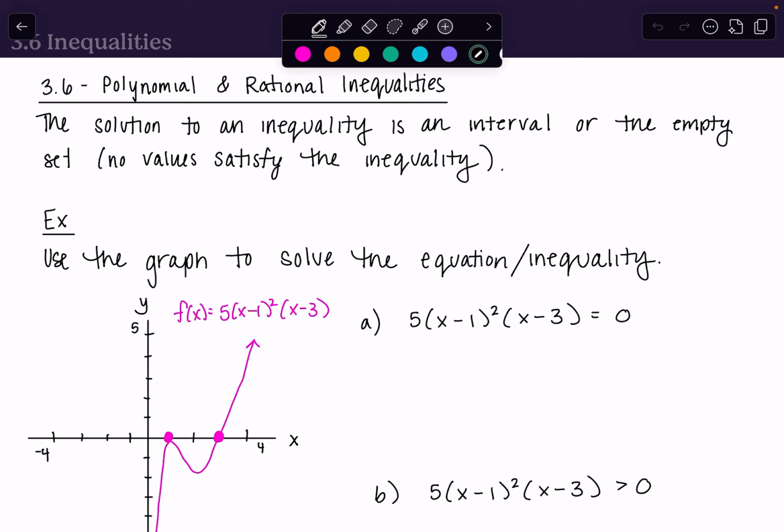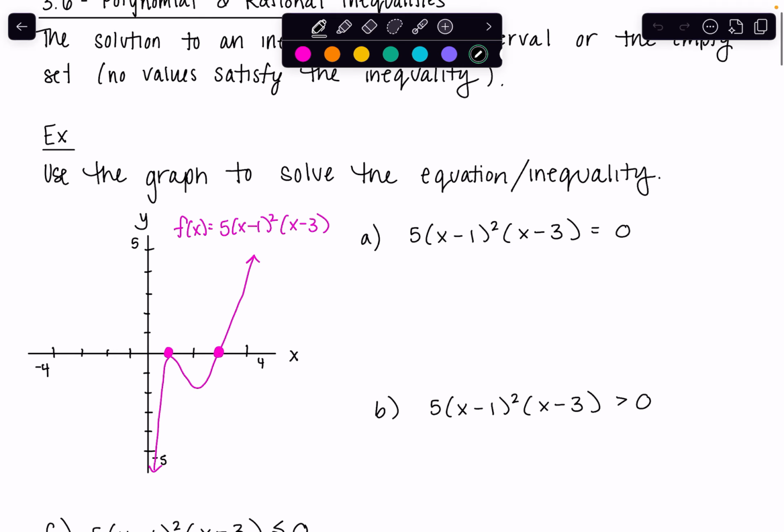So we're really going to utilize characteristics of the graph to help us solve inequalities. Before we get into how to solve an inequality if I just give it to you, we're going to look at utilizing a graph to solve an equation or an inequality. Starting with the first one, we want to figure out where 5 times (x - 1) squared times (x - 3) is equal to 0.